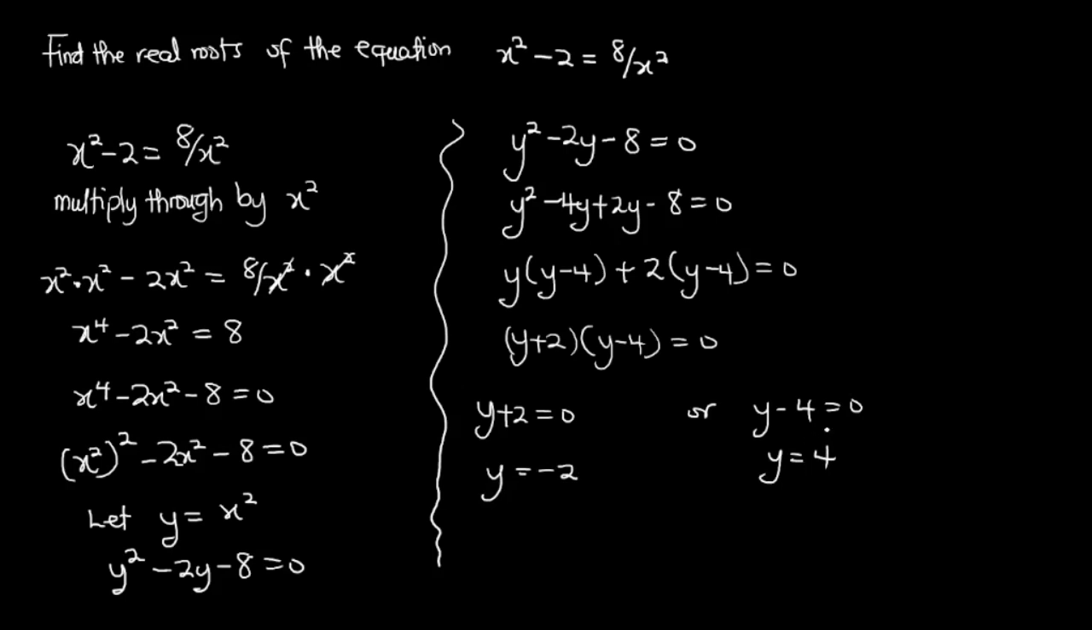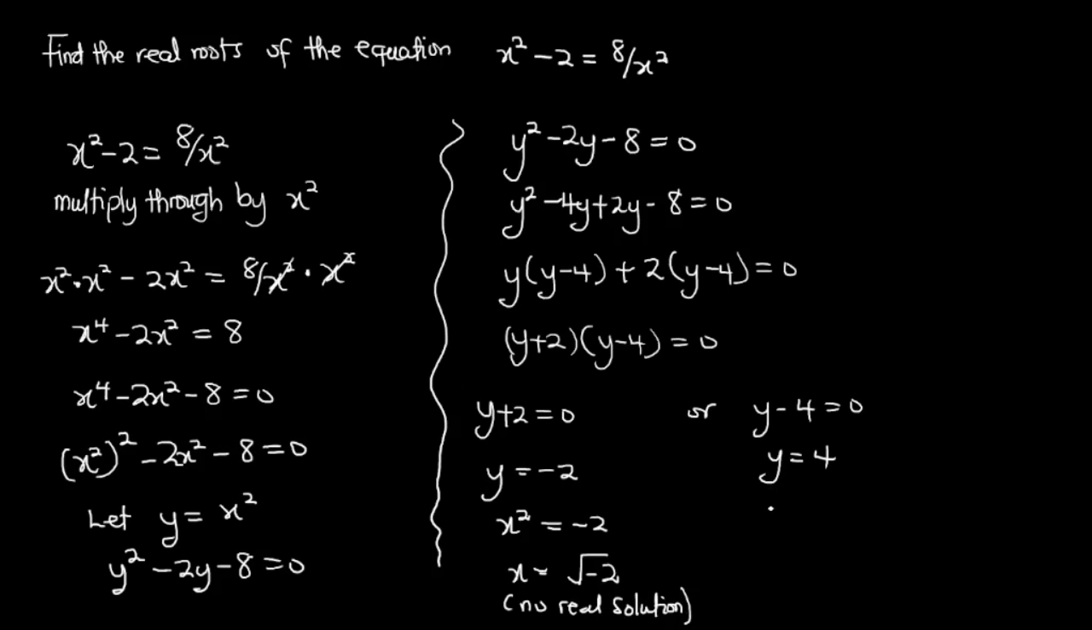Now, remember, you introduced y, so you need to go back and do the substitution. You said that x squared is equal to y, so x squared is equal to negative 2. So x will be equal to the root of negative 2. Now, the root of negative 2 will give us complex numbers. So this has no real solution. So we have no real solution for this particular first term.